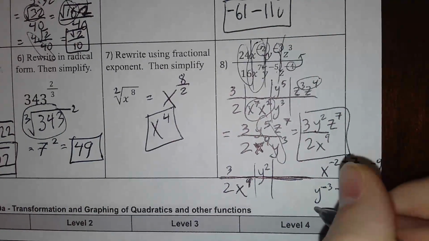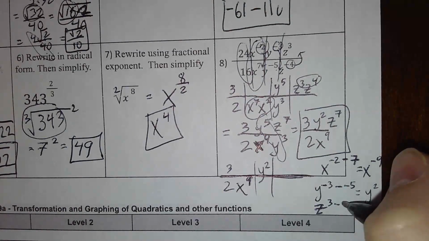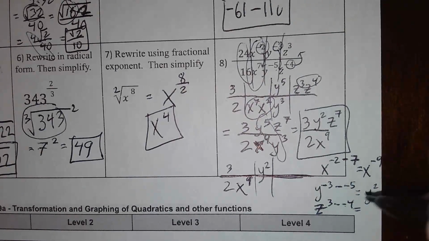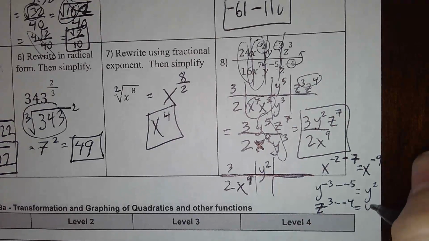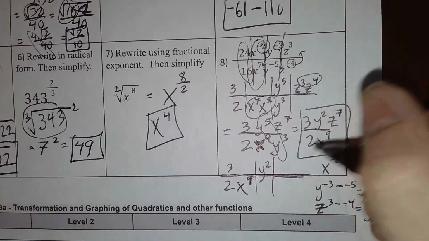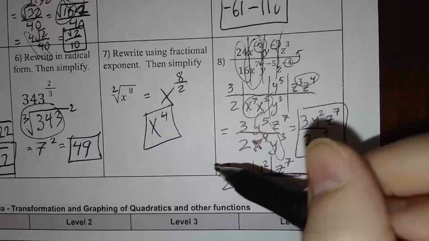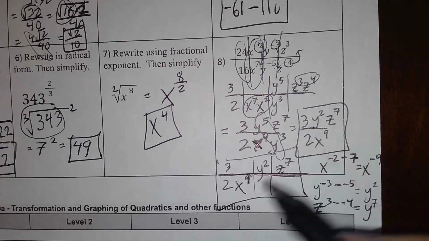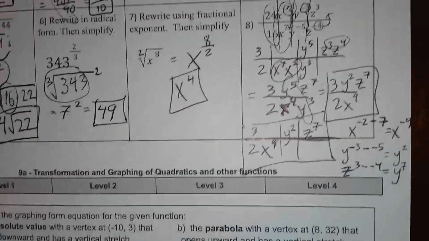Now finally the z's. Let's subtract the z. We get z to the 3rd power minus z to the negative 4th power. 3 minus negative 4 is positive 7. So we know that it has to be z to the 7th power in the numerator. So that is another way to get the same answer as shown here, just by using the subtraction rule.